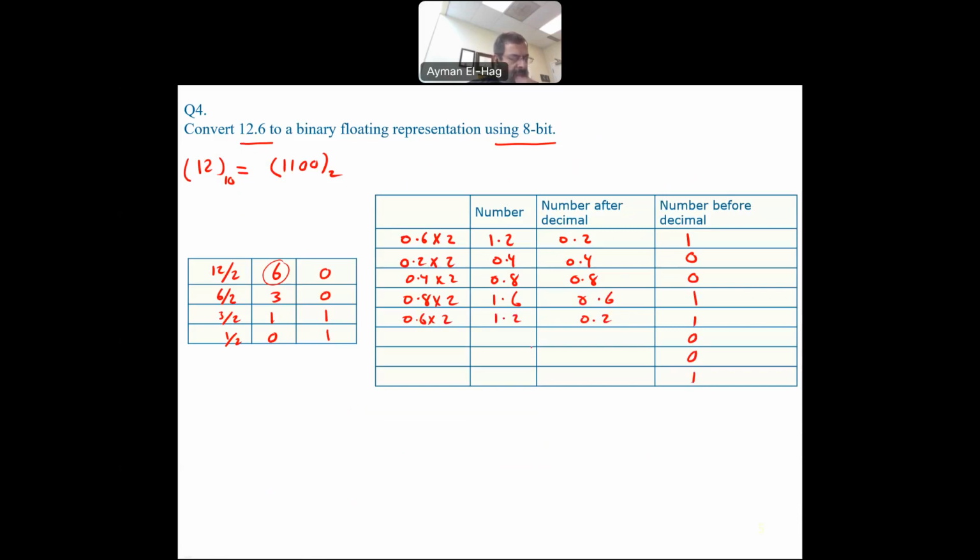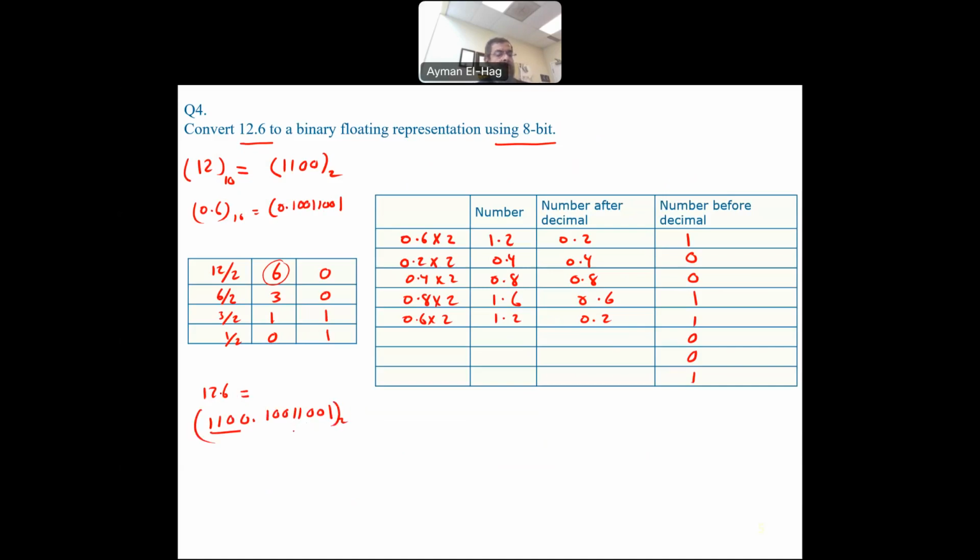So basically your 0.6 will be equal to 0.1001 1001, with the radix point. Okay, so your 12.6 would equal 1100 point, so this is the whole number, and then we will have 10011001.